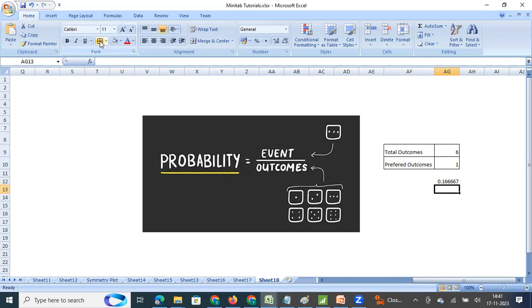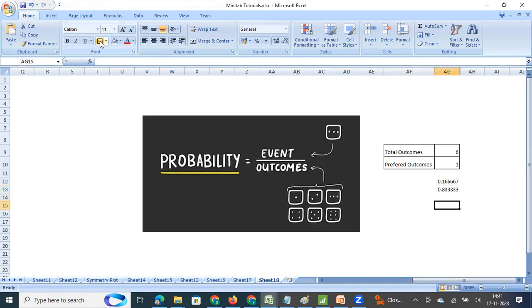How do you calculate that? The formula for an event occurring is preferred outcome divided by total outcomes. And the formula for an event not occurring will be 1 minus the probability of the event occurring. So the chances of you not getting 3, anything other than 3, will be calculated as 1 minus the probability of the event occurring. That's what I have shown here. This is the probability of an event occurring, and this is the probability of an event not occurring.